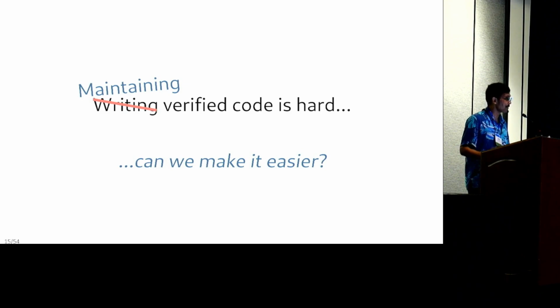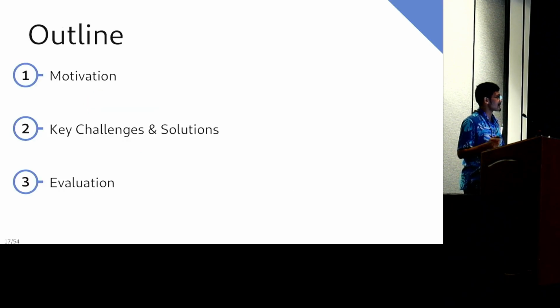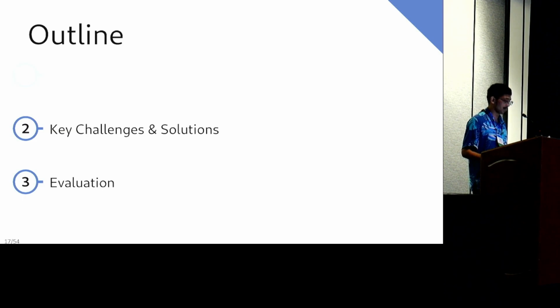And so I'm pleased to stand before you today and answer this question with yes, yes we can. We have developed a tool, Sisyphus, that is able to repair proofs of OCaml programs over their changes, and we have evaluated it on a suite of several real-world OCaml programs and their changes, and demonstrated that it is actually able to work on a variety of real-world use cases. So with the motivation aside, in the rest of this presentation, I'm going to present the high-level ideas behind our tool, and then we're going to look at our evaluation. Okay, so let's get started.